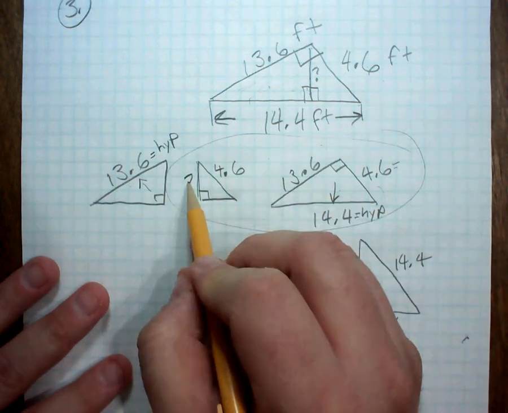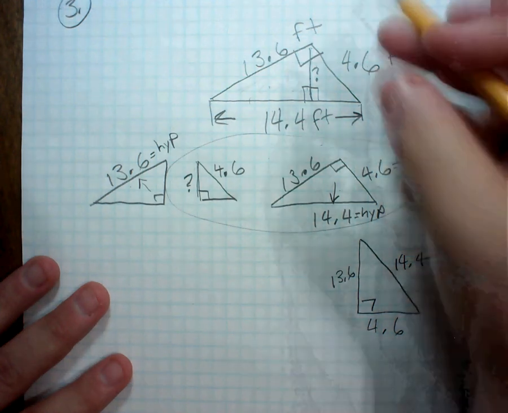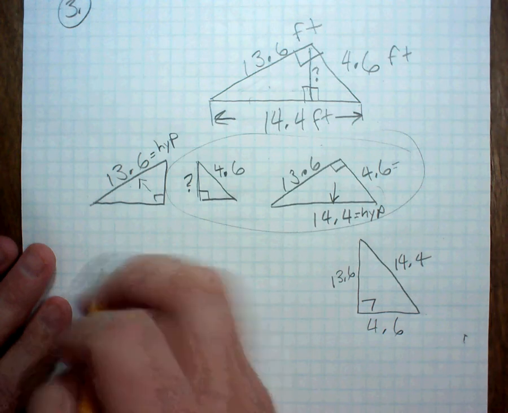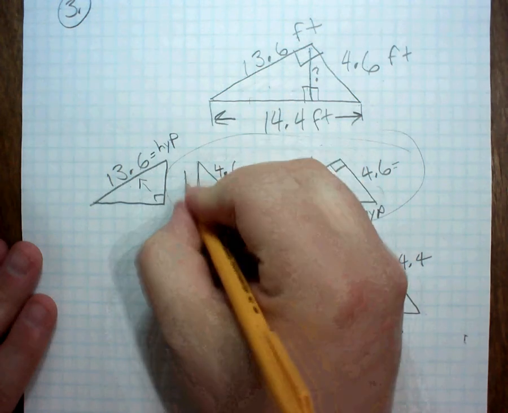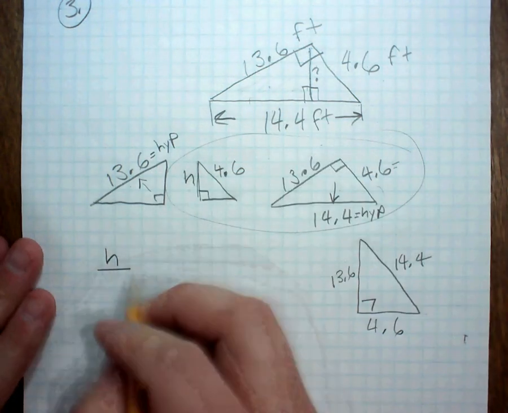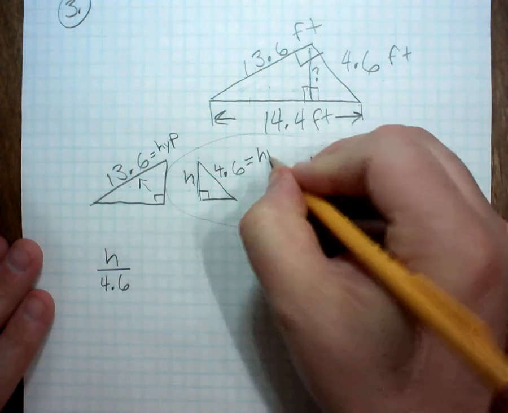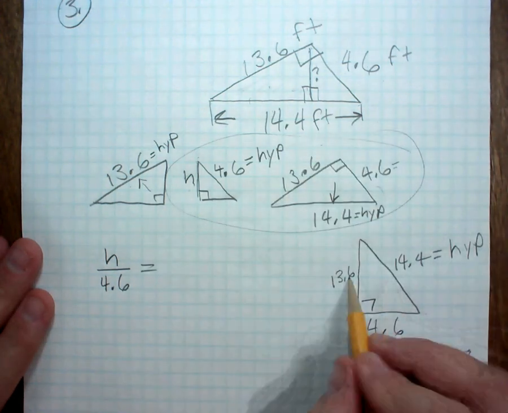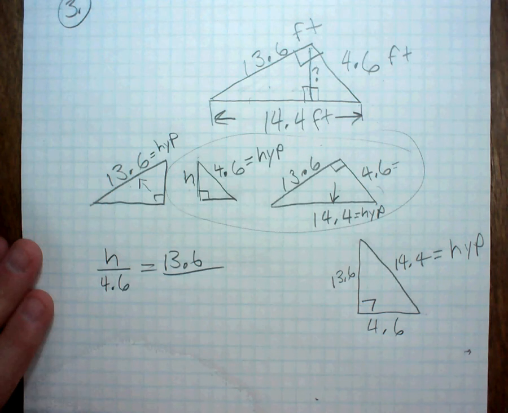Now on this image here, I didn't quite draw it to scale, but if you look on the image on your assignment, this is the longer side. Okay? In other words, I'm going to compare my question mark, and I'm just going to change this to h because it's a height. Right? So h, which is the longer side of the triangle, over 4.6, which is the hypotenuse of this triangle, is proportional to the longer of the 2 sides over the hypotenuse of this triangle. So this would be 13.6 all over 14.4.